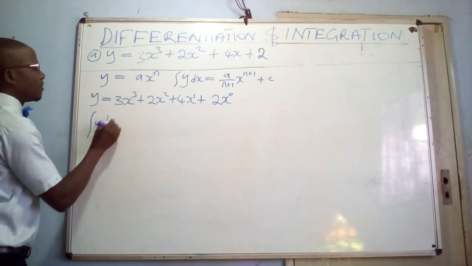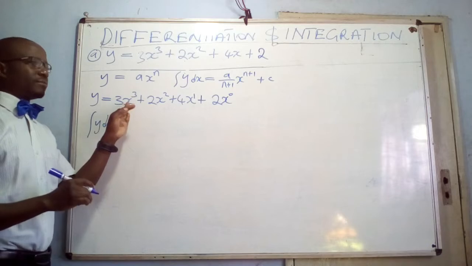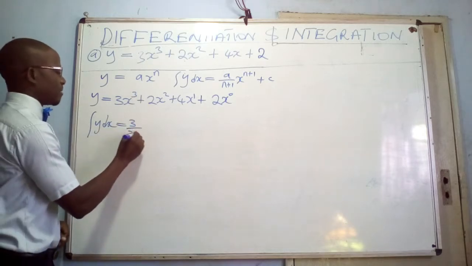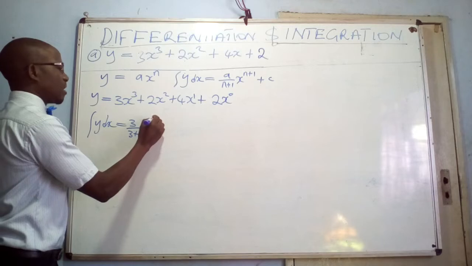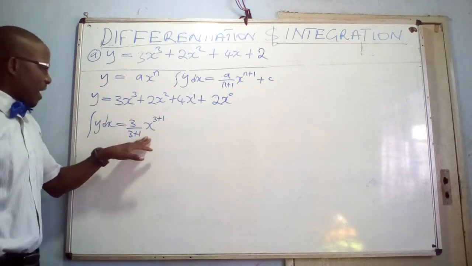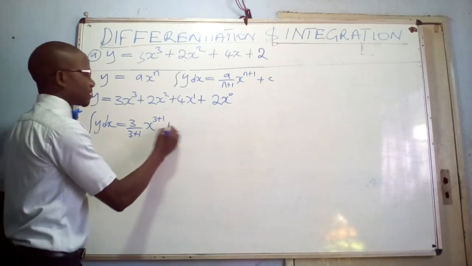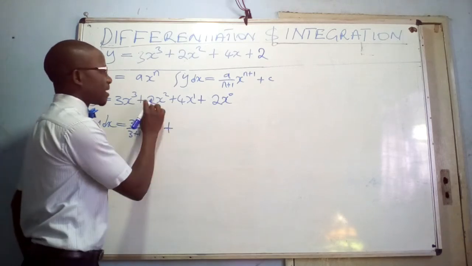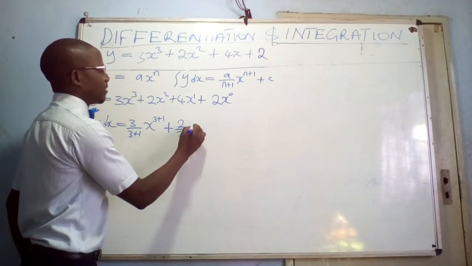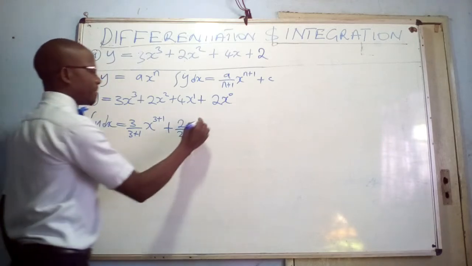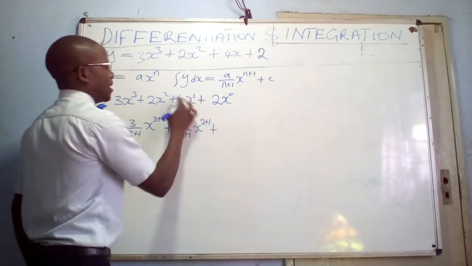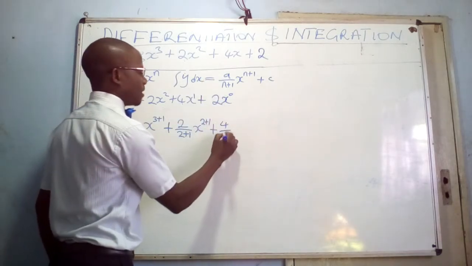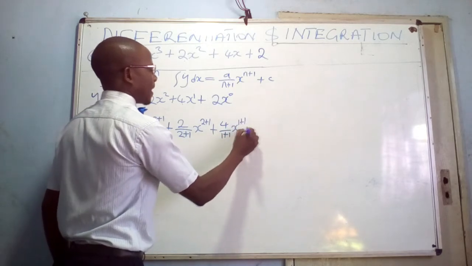So the integral of y with respect to x, for the first term, is 3 over n plus 1. Our n is actually 3, so over 3 plus 1, then x to the power n plus 1, which is 3 plus 1. This term has been integrated up to that level. Then plus, we go to the second term. There, our n is 2, so we have this constant 2, which is our a. So 2 over 2 plus 1, then x to the power n plus 1, which is 2 plus 1, plus our coefficient there is 4. So we say 4 over n plus 1, that is 1 plus 1, then x to the power 1 plus 1, plus.